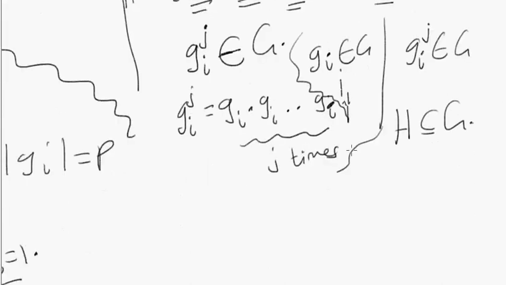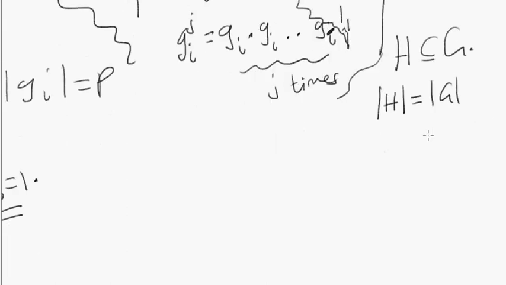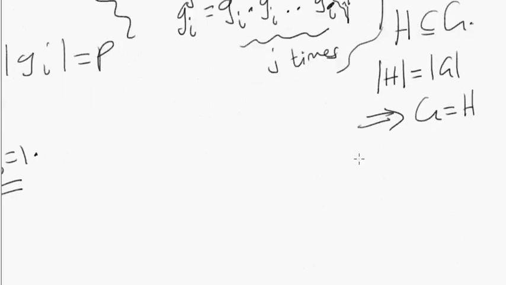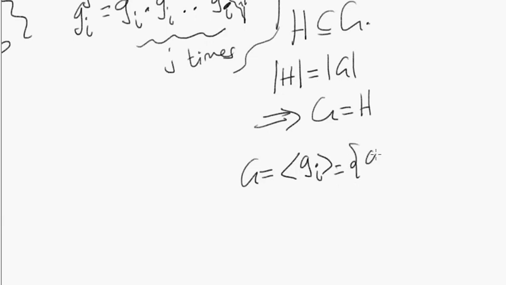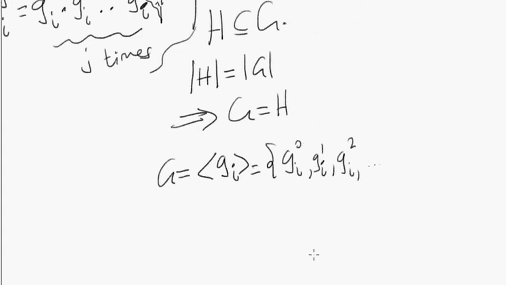Because, suppose we've already seen that H is a subgroup of G. Suppose we were able to conclude that the order of H equals the order of G. Okay? What would that imply? Would that mean that G equals H? That actually the group G can be generated by one element, namely G sub I. And it actually really is G sub I to the 0, G sub I to the 1, G sub I to the 2, all the way till G sub I to the P minus 1, right?